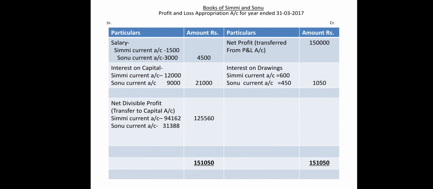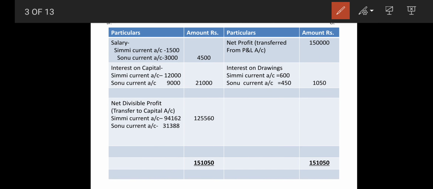Then comes the next, the transferring of interest on capital, that is 1,500 and 3,000 respectively.